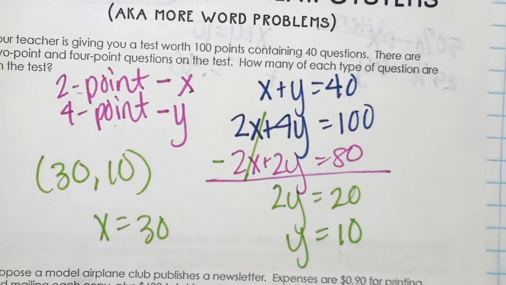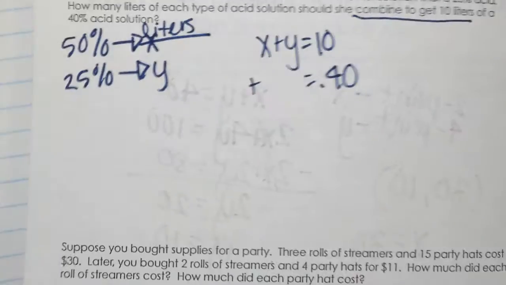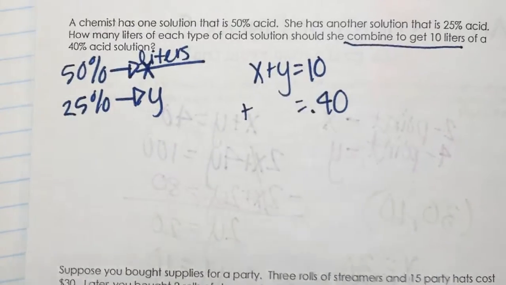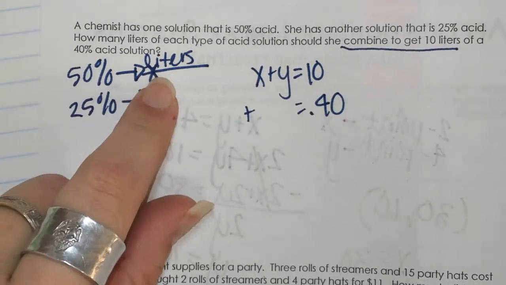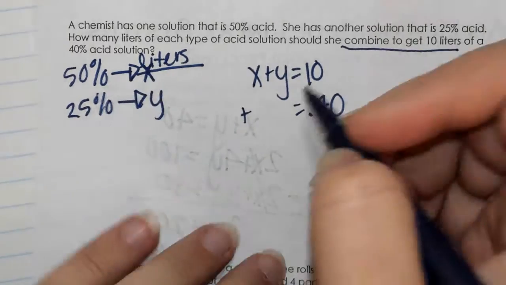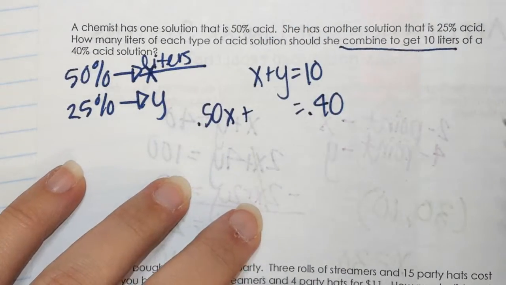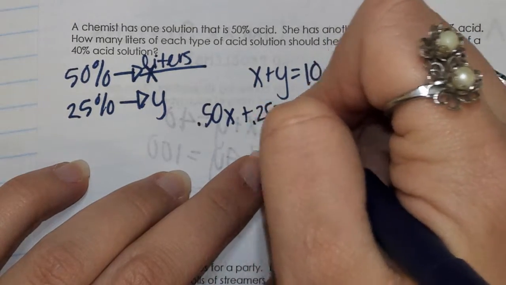Okay, so now using that, what are we trying to find here? We're trying to find our 40% solution. So what do we know is our percentage of X? So we're going to do 0.50X plus what? 0.25Y.